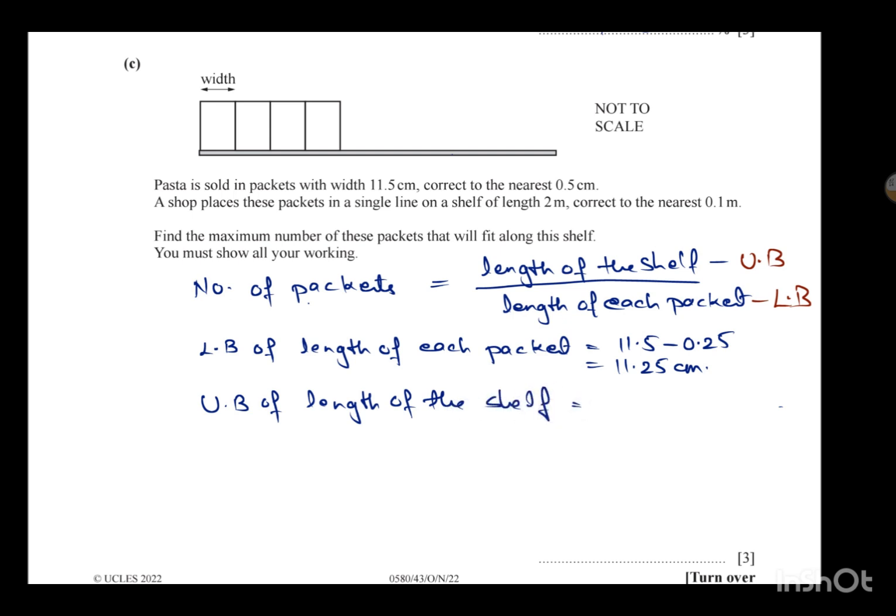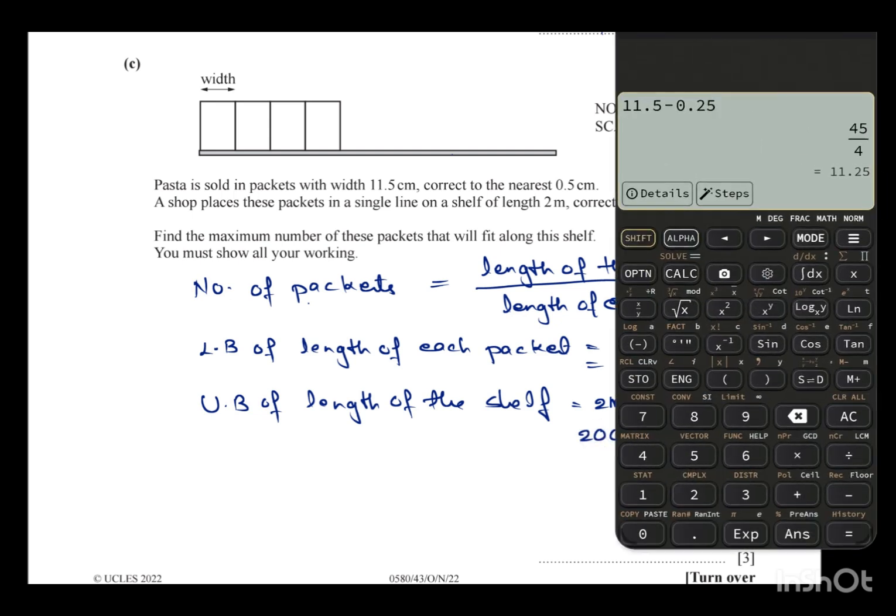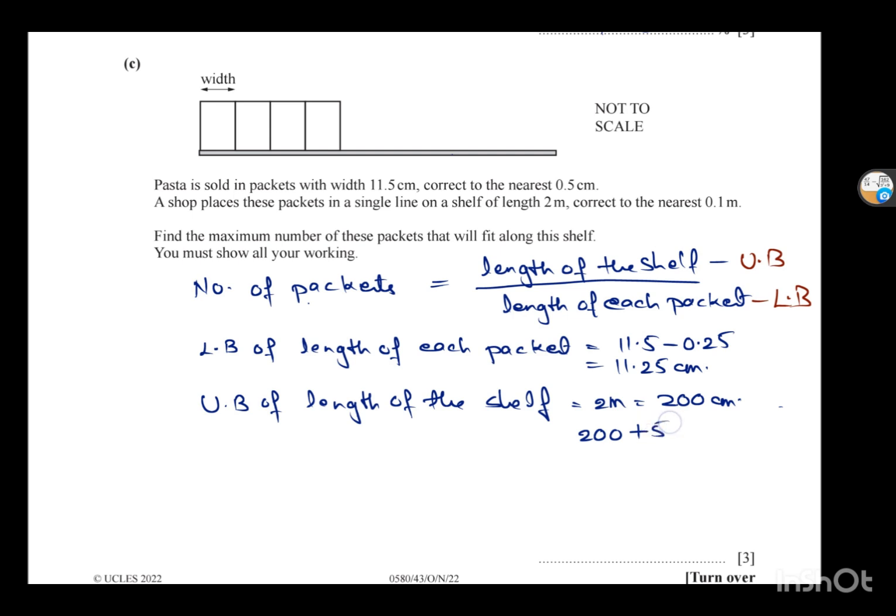So the length of shelf is 2 meters given here. 2 meters will be converted to centimeters, 200 centimeters, and we have to add to 200 the half of the accuracy, correct to the nearest 0.1 meter. So 0.1 meter is 10 centimeters. How do we get that? 0.1 into 100 is 10. So now half of 10 is 5. So we add 200 plus 5, because we are finding the upper bound. 200 plus 5 is 205 centimeters.